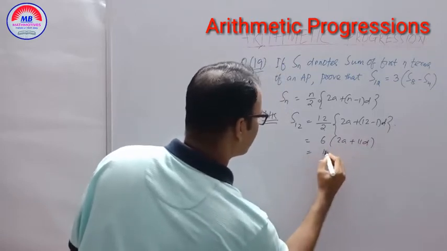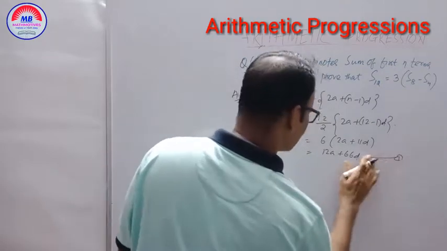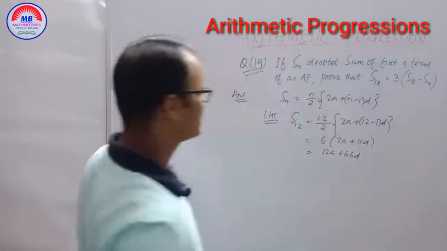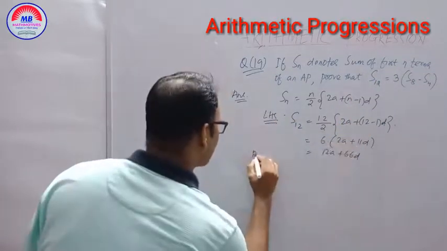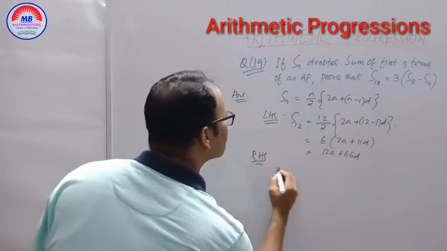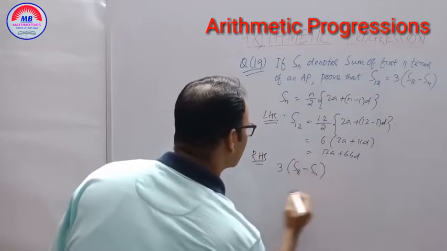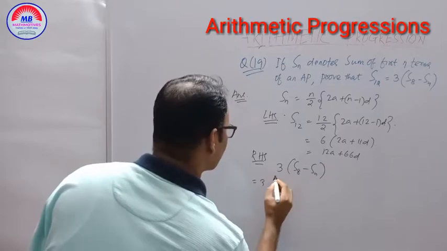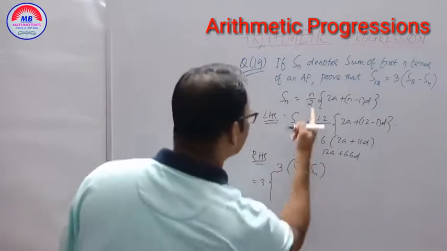It equals 12a plus 66d. It is equation 1. Or you can write LHS. Okay, this is LHS written. So what is RHS? RHS is 3 into S8 minus S4. So what is the value of S8? S8 means 8 by 2. This formula you can put.